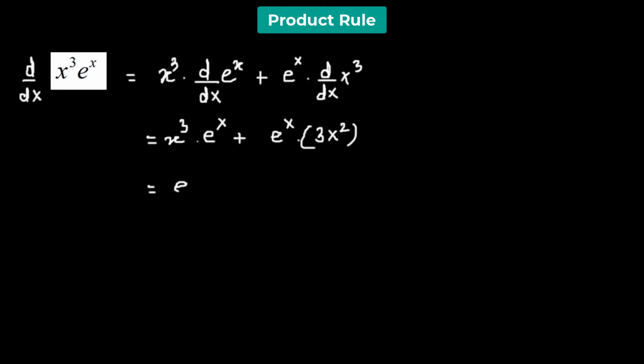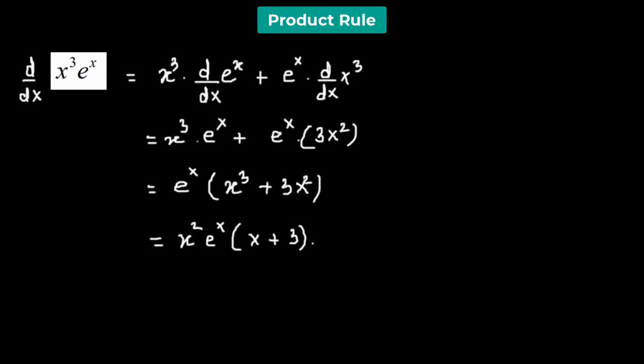So we can take e raised to the power of x as the common factor. That gives us x cubed plus 3x squared. We can even go ahead and further take x squared as the common factor. So we have x squared e raised to the power of x multiplied by x plus 3. So this is the derivative of the given function.